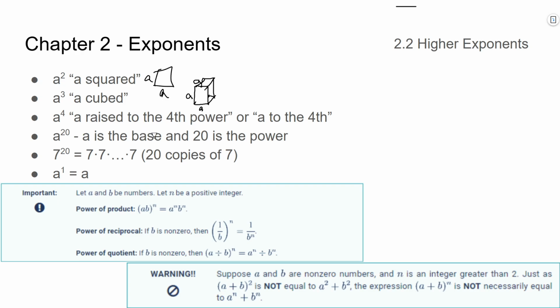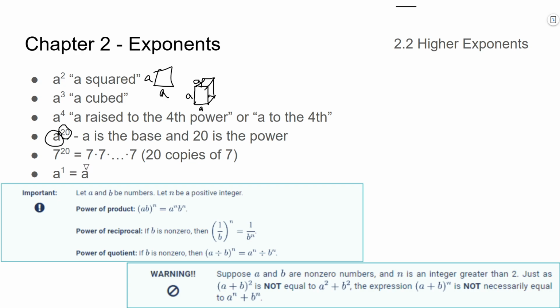Anything higher than that, we don't have a fancy name for. So a to the fourth power would just be a raised to the fourth power, a to the fourth power, or you can just say a to the fourth, would all work. Same thing with like a to the 20th. So this a here would be called the base, and then the 20 here would be the power.